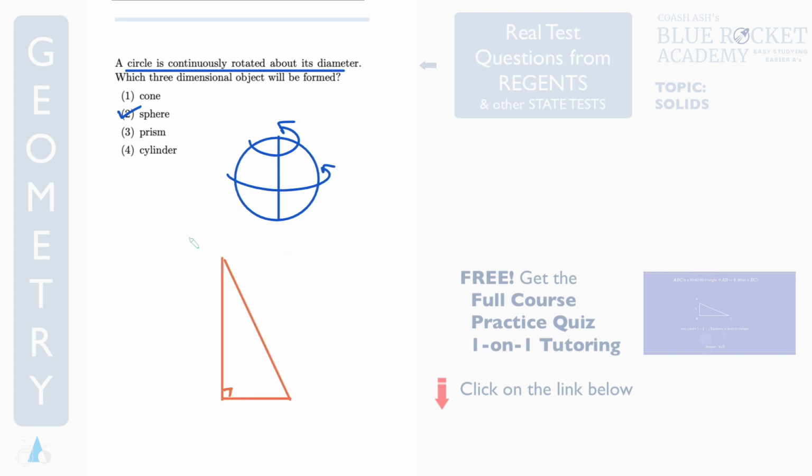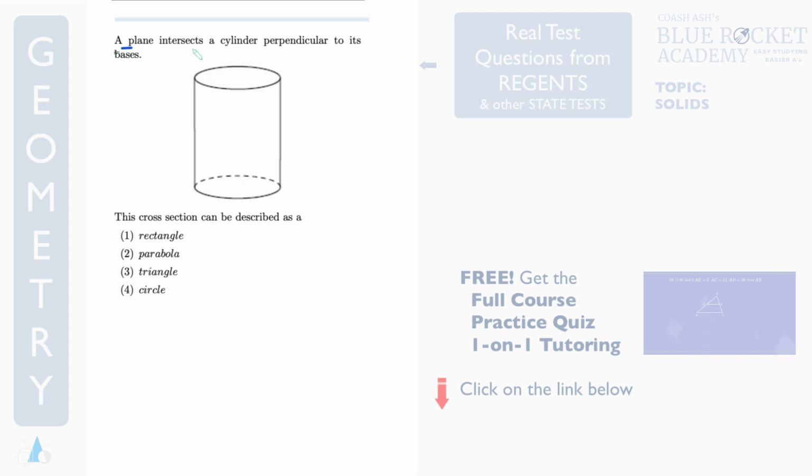Now it's your turn to solve this problem. What happens if a right triangle is rotated about its height here? So it's rotated, so it keeps rotating. Which of these shapes, obviously the sphere is incorrect, but which of these shapes, is it a cone, a prism, or a cylinder? So comment your answers below and let's see if you got it.